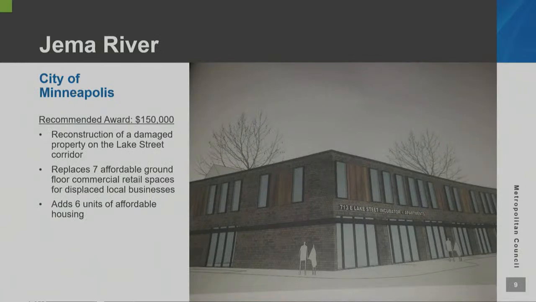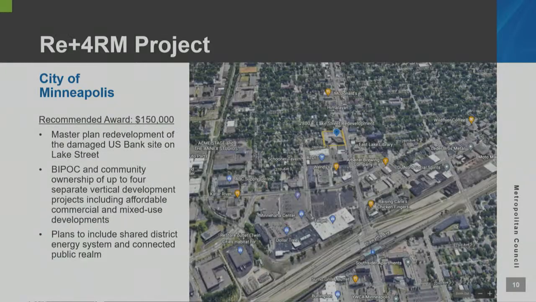The first City of Minneapolis application recommended is for the Gemma River project. The requested and recommended award is $150,000. This project is the reconstruction of a damaged property on the Lake Street corridor. It will replace 7 ground floor commercial and retail spaces for local entrepreneurs and add additional density with at least 6 units of affordable housing. The project provides an opportunity for displaced businesses to return to the area and intensify the site with additional housing. The grant uses include developer mentoring, site planning and public realm plans, and a financial feasibility analysis.